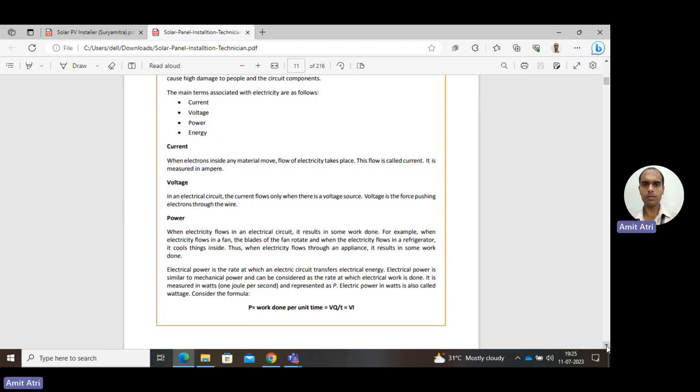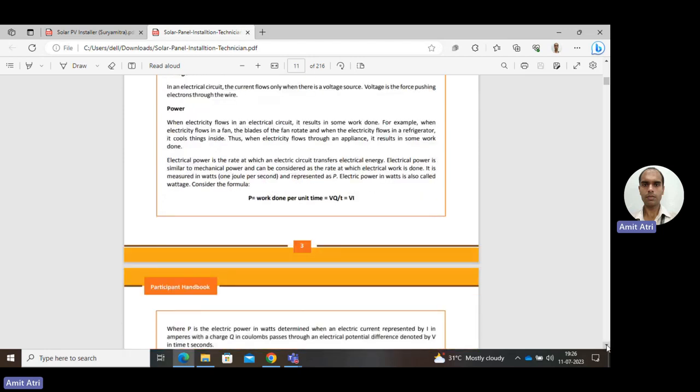Here the mathematical expression is P equals work done per unit time. We are measuring the work done with respect to time, so work done per unit time becomes power. Mathematically we can also express it as the product of voltage and current. Now, what is current? Current is the flow of electrons. Q, the charge, with respect to time becomes current, so we can write I as Q upon T.